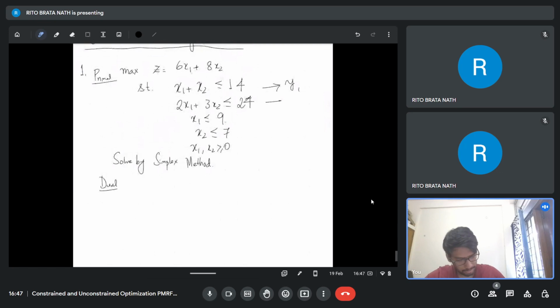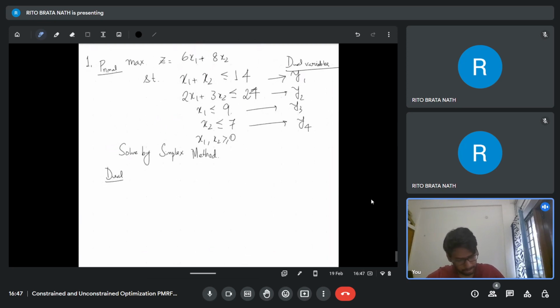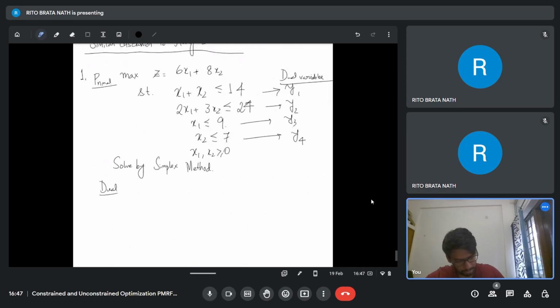For this two, you will have dual variable y2. For this one, y3. For this one, y4. So these are your dual variables. Now let's write down the dual. So that's min of 14, and all are less than equals to type, and all are unrestricted in sign as well.